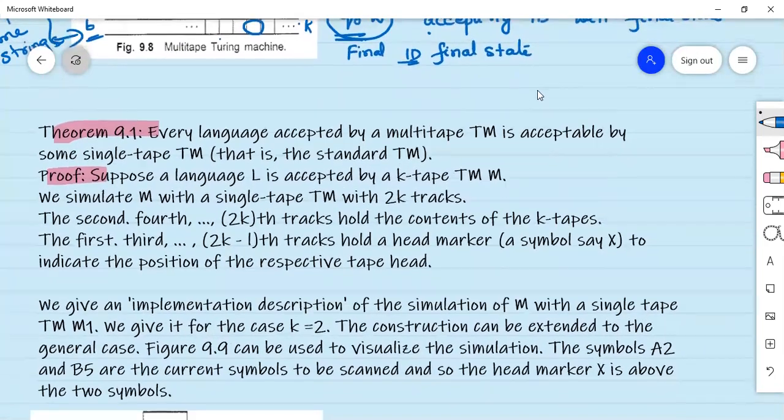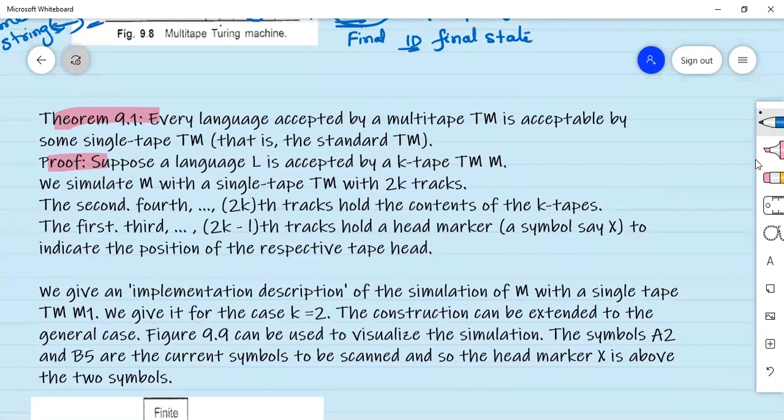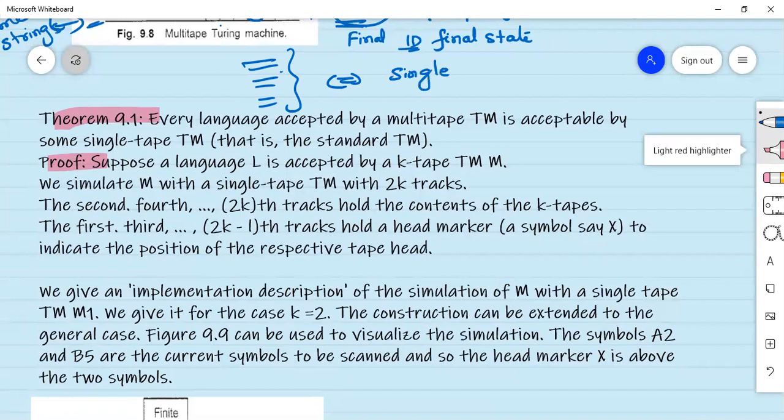There are one or two theorems. Usually it doesn't come, but anyway, since it's very easy, I'll tell you anyway. The first theorem says every language accepted by a multi-tape Turing machine also should be accepted by a single tape Turing machine. Means whatever example I showed, it had multiple tapes, isn't it? So it says that there should be an equivalent way of converting this problem into a single tape Turing machine.